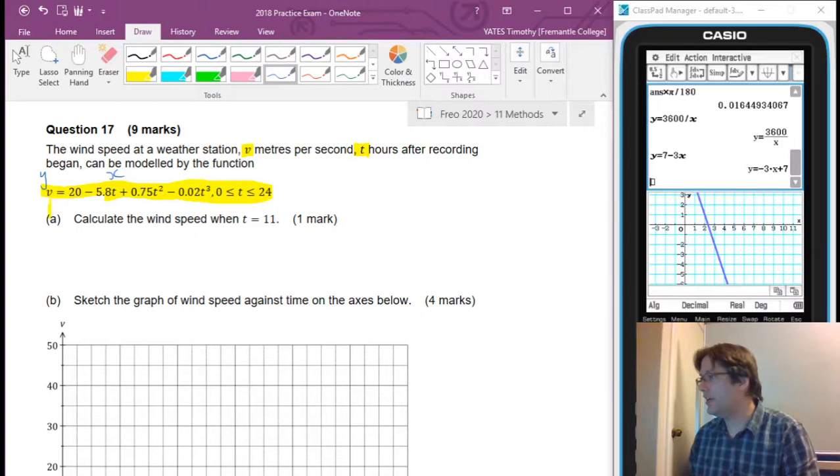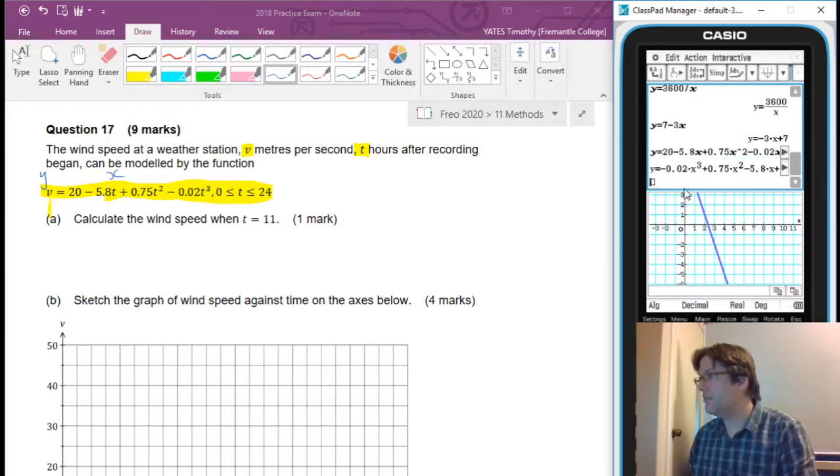So what I've got here is y equals 20 take 5.8x plus 0.75x squared, take 0.02x to the power of 3. And I'll push execute just to make sure that's all good.